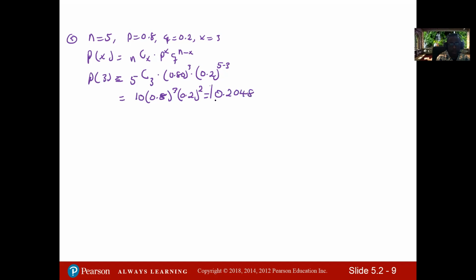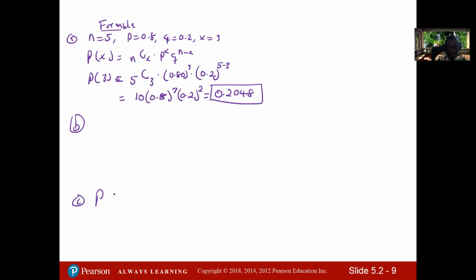Now this gives me 0.2048. So the probability of getting exactly 3 out of 5 adults who know about Twitter is that probability. So in this case, about 20.48% or 20.5%, if you want to call that. So this is using the formula. Okay, we have the formula, and then we want to use StatCrunch, and then we also use the table.